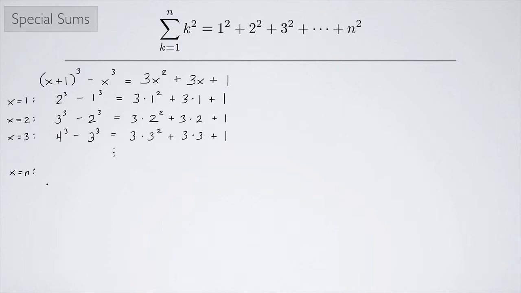And so for x equals n, you would have n plus 1 cubed minus n cubed equals 3 times n squared plus 3 times n plus 1. Okay, this is a cube right here. Okay, now we're going to add vertically. So I'm going to add up all the terms.